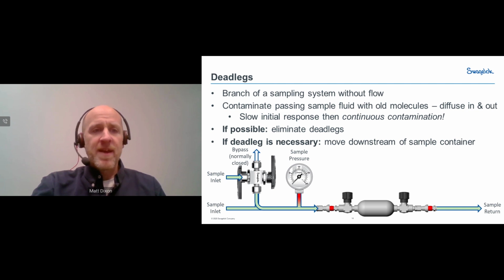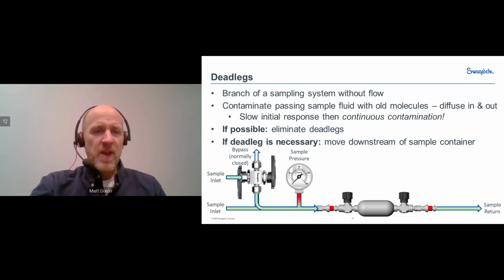Now, this one happens to be a sample cylinder. Again, probably not using a sample cylinder for a viscous sample, but the concept is the same. So suppose we're flowing our sample through our sample cylinder and then back out. And we've got a bypass valve on the inlet side so that when we close that sample cylinder and remove it, we can bypass the flow. And maybe we've got a pressure gauge as well so that we can know the pressure going through that system.